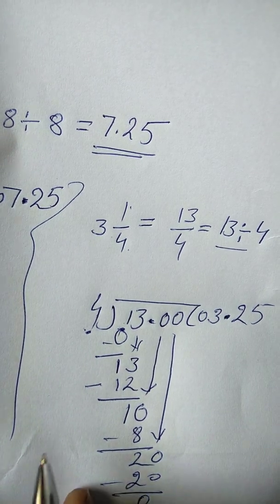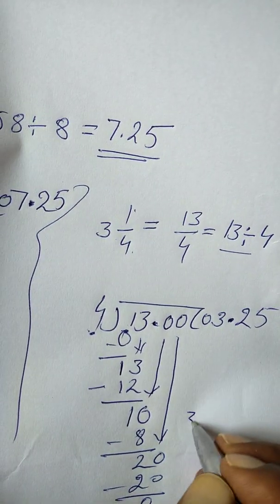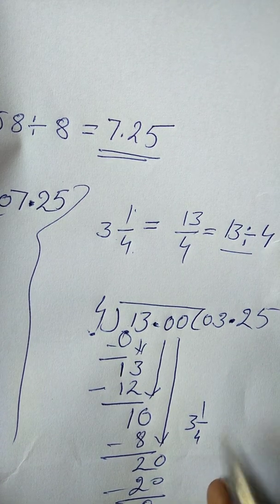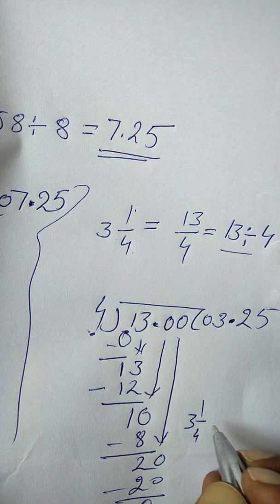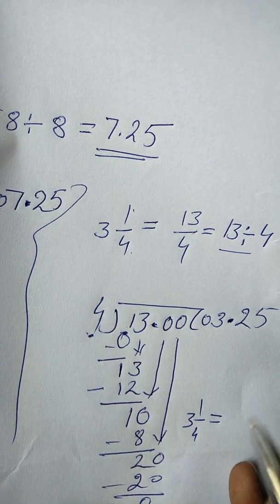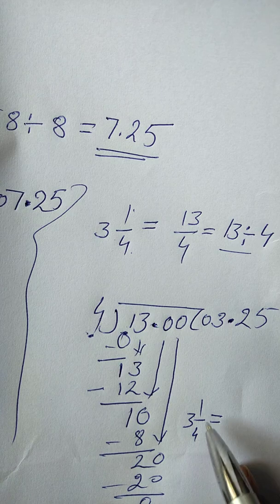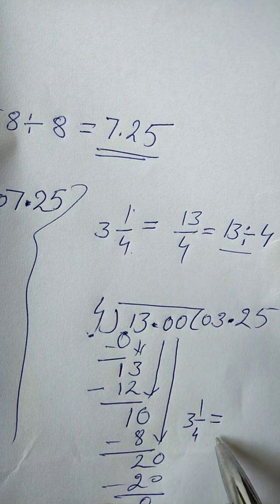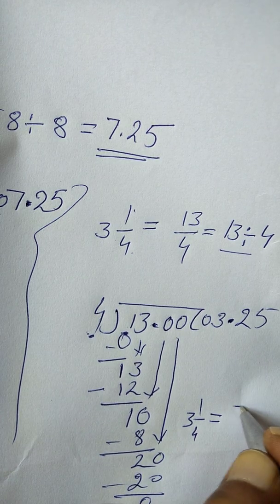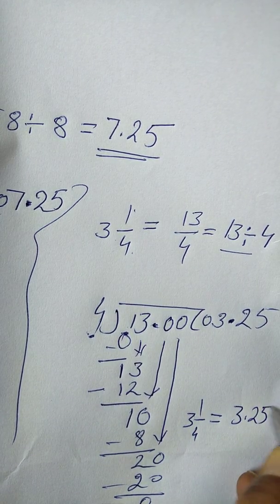So that means when you have a mixed number, after converting the mixed number into a fraction and after that we divide it, we get the answer 3.25.